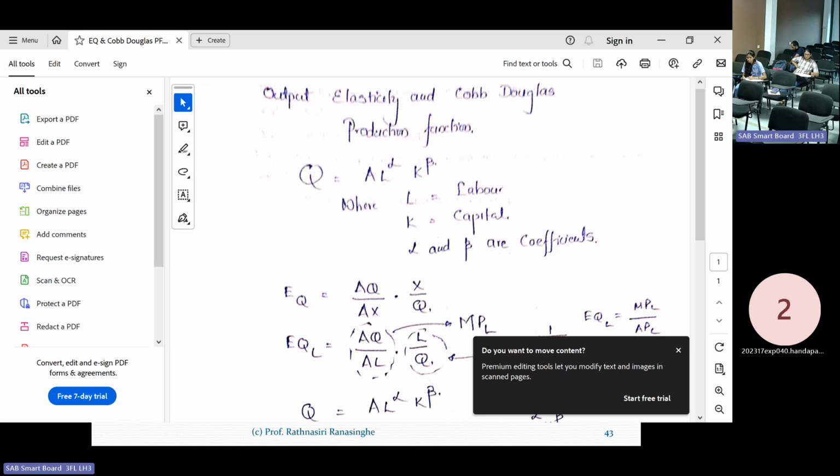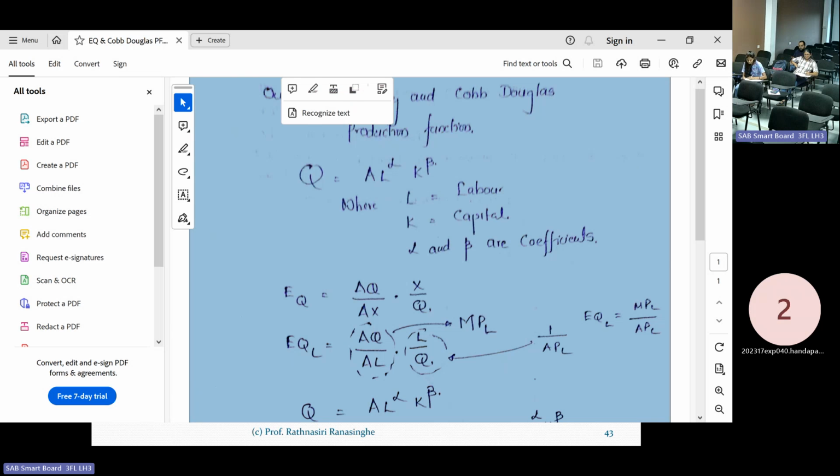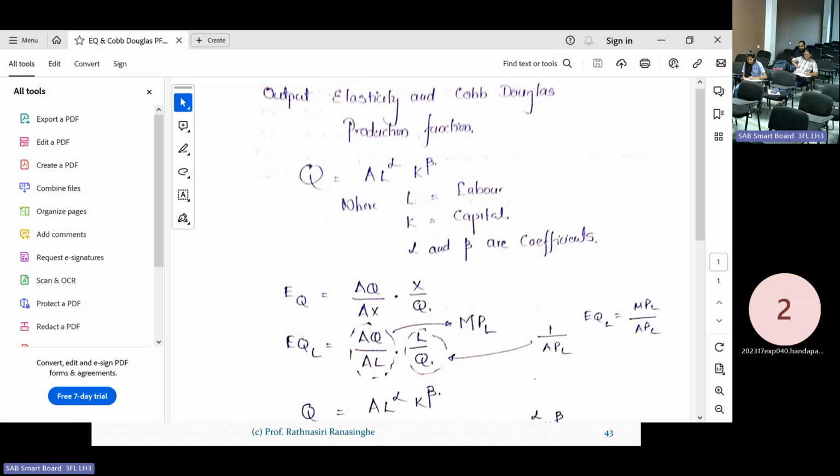Now, if we measure the changing output due to change in the labor, and we can measure the changing output due to change in the capital. If you take the first one, we know the output elasticity, we identified delta Q over delta L into labor divided by output. So delta Q over delta L, what does it mean there?